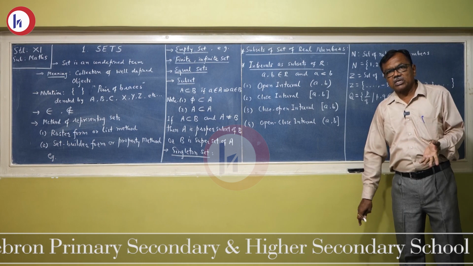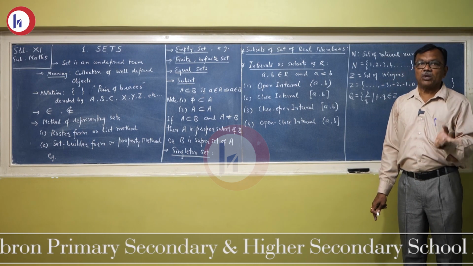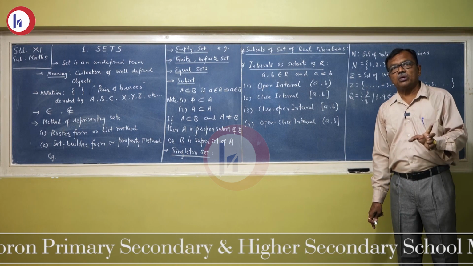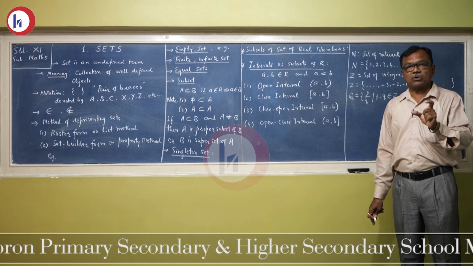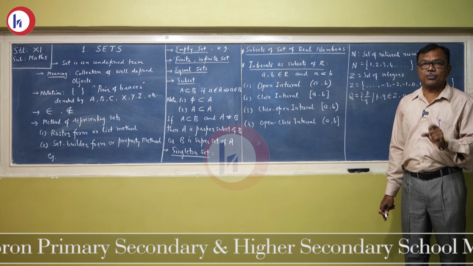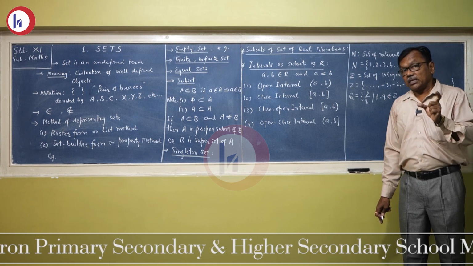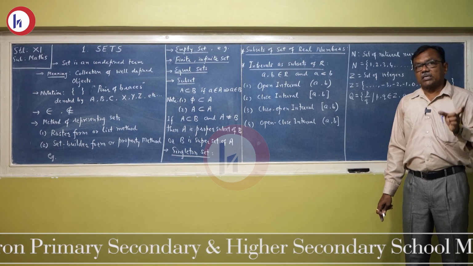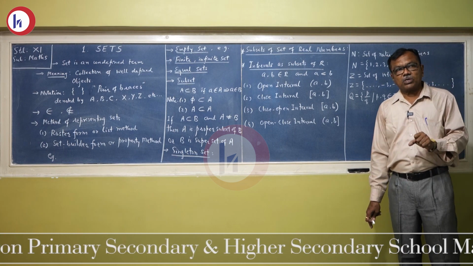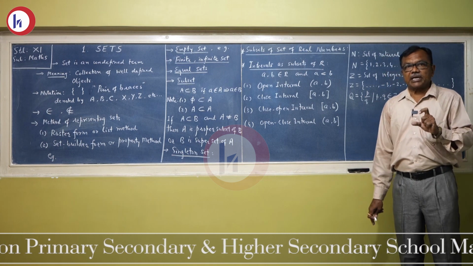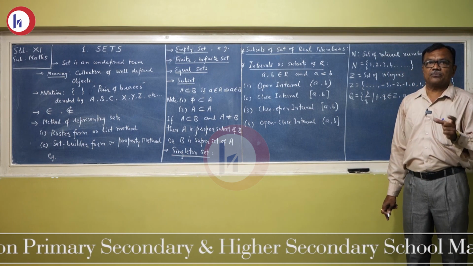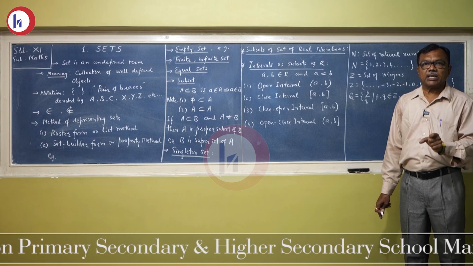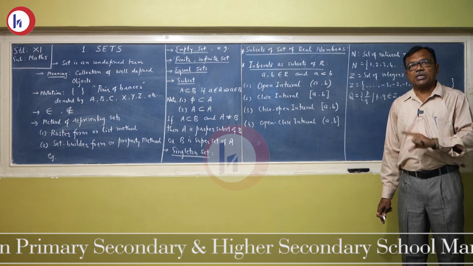But there are some numbers which cannot be put in the form of P by Q. For example, square root of 2. The approximate value of square root of 2 is 1.4, but that is also not the exact value of square root of 2. Similarly, pi, which we use to calculate the area or circumference of a circle. Pi is also not a rational number.